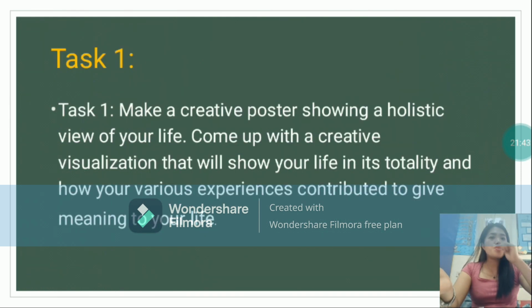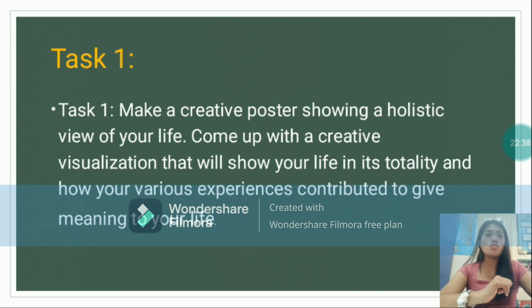Okay, let's proceed. Now, let's start with task number one. So I hope that everything was clear from the story we have read, from the definition of philosophy, from the explanation between the partial and the holistic thinking, as well as the reflection. Okay, so let's have task one. Make a creative poster showing a holistic view of your life. Come up with a creative visualization that will show your life in its totality and how your various experiences contributed to give meaning to your life. Okay, so you will just write or show the poster on your activity notebook. You will just attach it in your activity notebook.